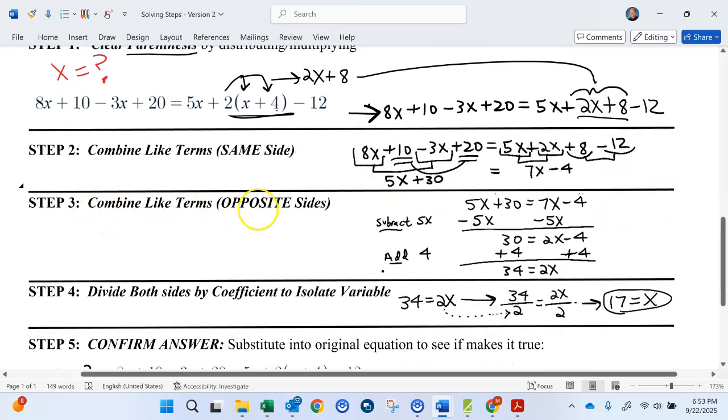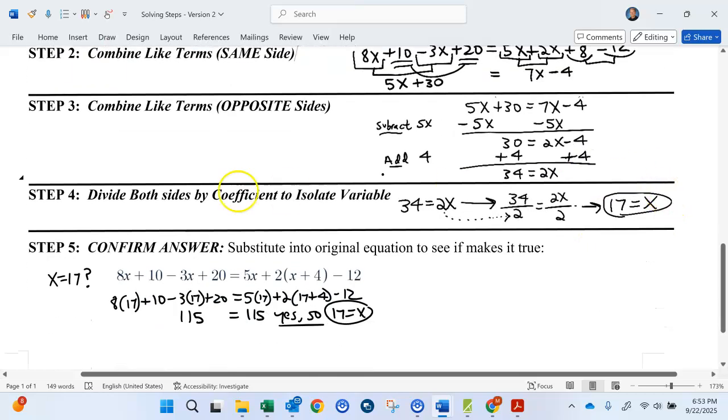The next thing is to combine like terms on the opposite side. So we wanted to get 5x away from this side, and then we get that, okay? And then finally, we divide both sides by the coefficient. So 34 equals 2x, we have to divide both sides by 2, 17 is equal to x. And then finally, we confirm the answer and put it into the original equation.